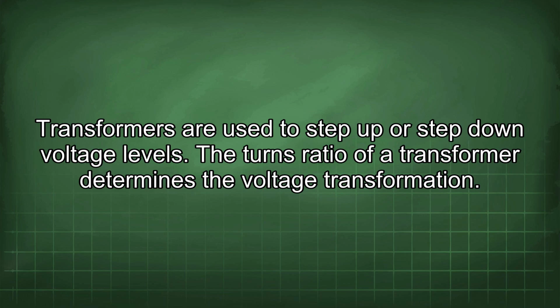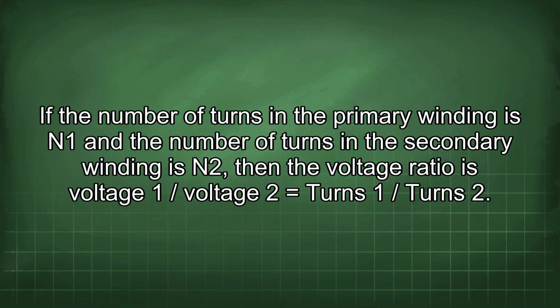Transformers are used to step up or step down voltage levels. The turns ratio of a transformer determines the voltage transformation. If the number of turns in the primary winding is N1 and the number of turns in the secondary winding is N2, then the voltage ratio is V1/V2 equals N1/N2.